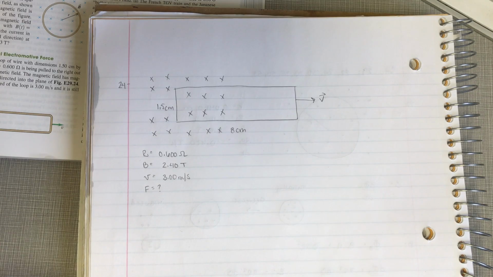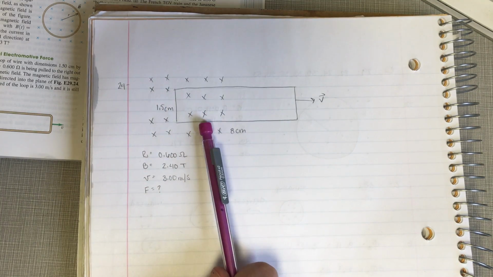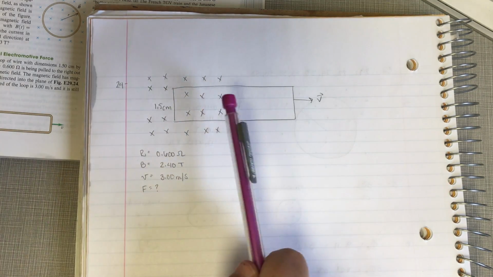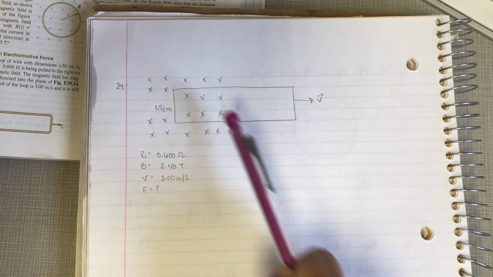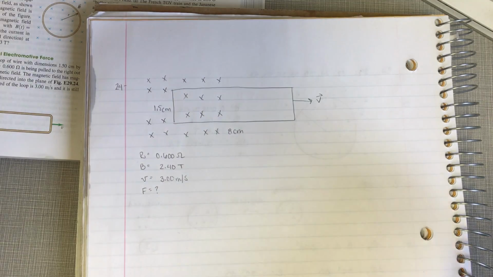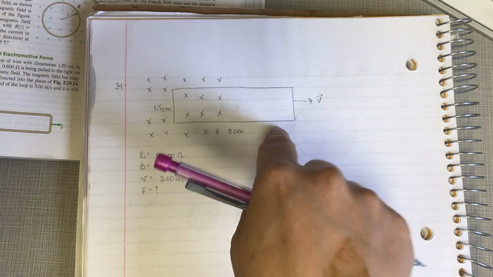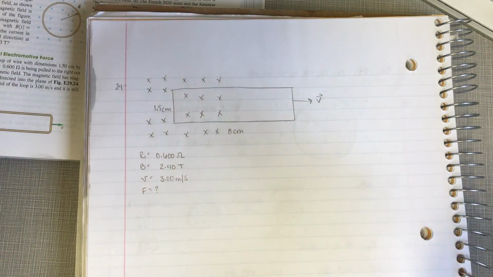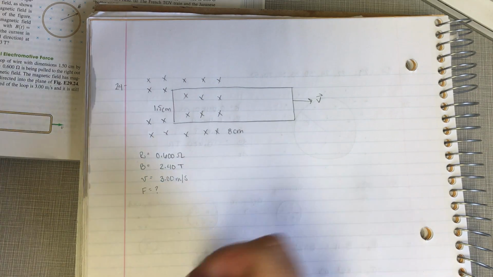Okay, so first of all, we are pulling this little loop out of the field, which means we are changing the flux, so we are inducing a current in this loop. The force that the loop feels is because of that current, so let's find that first.